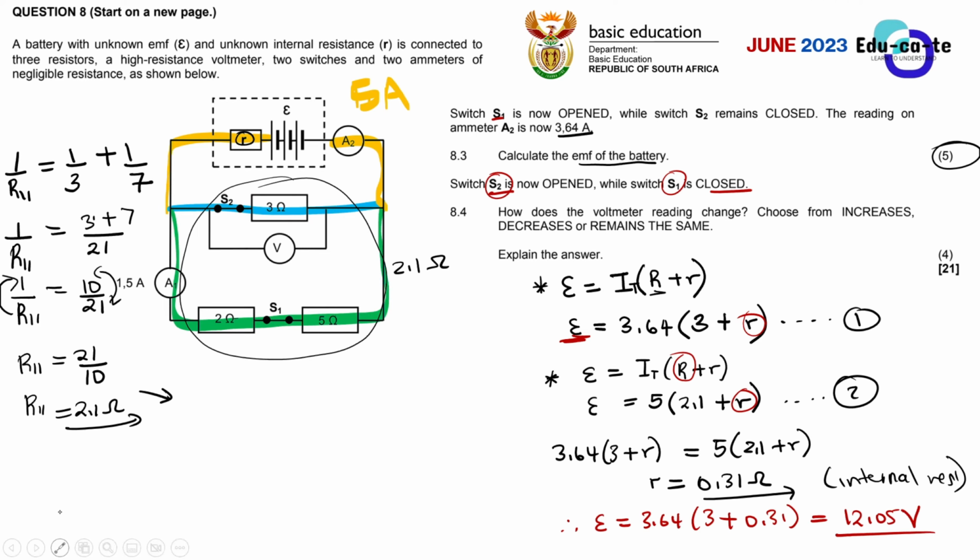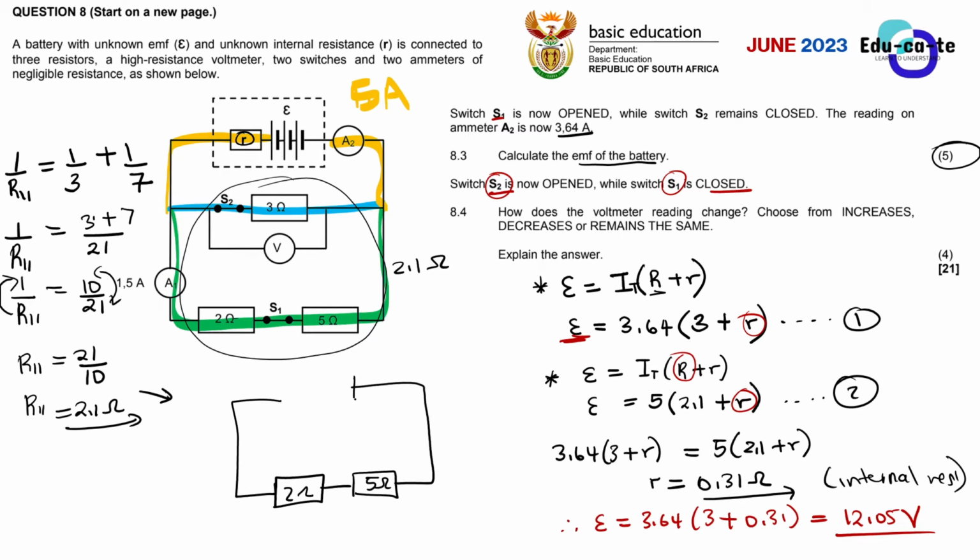If I just want to redraw the circuit again, I won't draw the cells and whatnot. I will only have 2 resistors. It will be 2 ohms and it will be 5 ohms. Only these two. Those are the only 2 resistors that I'll be having. And then this is my cell, this is my internal resistor and whatnot. You do all that on your own time. So this 3 ohms resistor is the same as saying I've removed it because I've opened switch S2.